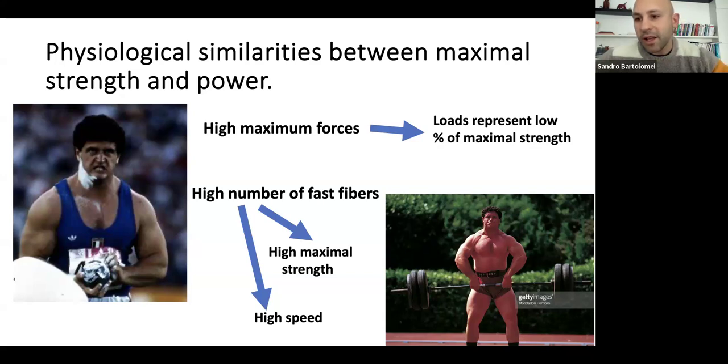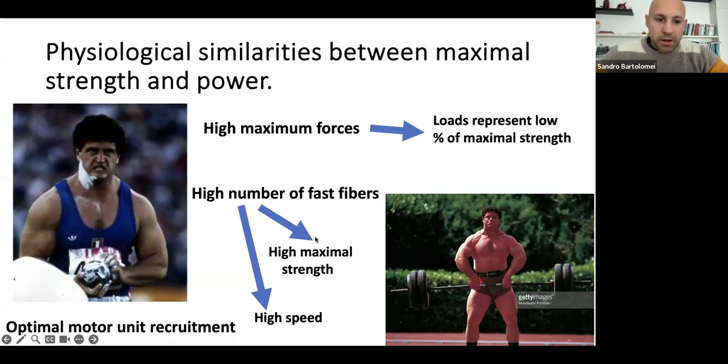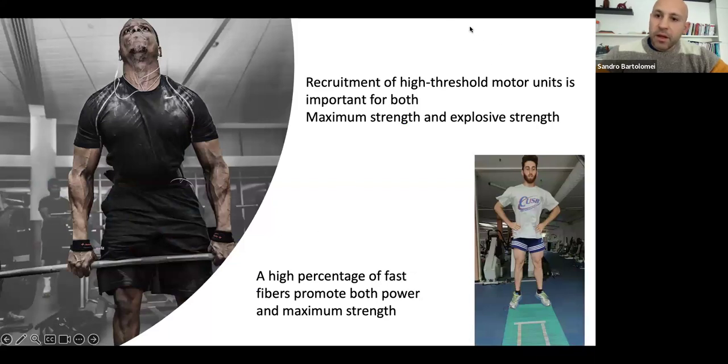If you analyze the maximum level of force of the national track and field team of the United States, especially the throwers, it is unbelievable. The amount of force that they can produce in a squat, deadlift, bench, and also snatch, clean and jerk, so exercises related to Olympic weightlifting, is unbelievable. We will talk about that. Okay, so optimal motor unit recruitment is very important for them. The recruitment of high threshold motor units is important for both maximal strength and explosive strength. Okay, we already said that.